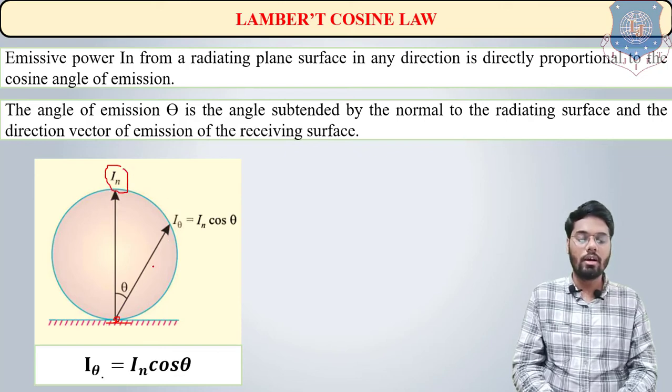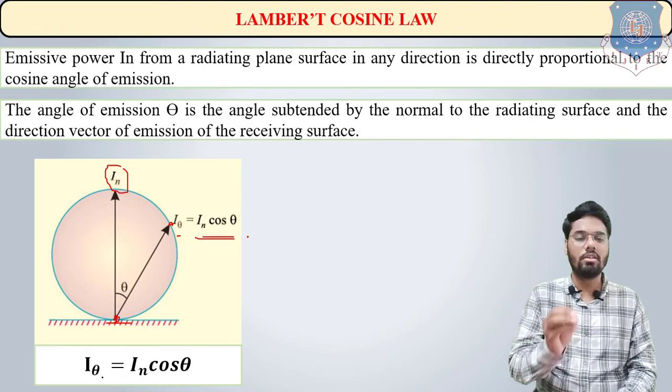Now, if we want to find the intensity of radiation from this particular point, at an angle theta from the normal, the intensity would be I_N cos theta, which is denoted by I theta. The intensity of radiation from this point for the theta angle is written as I_N cos theta. This law is known as the Lambert cosine law.